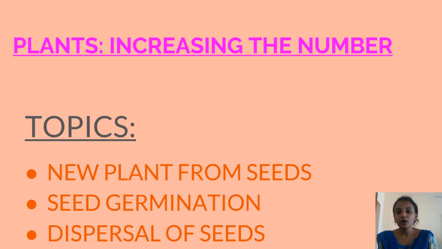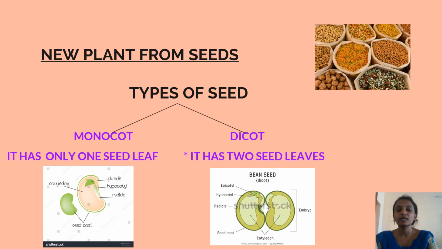Here in this slide we will learn about new plants from seeds. There are two different types of seeds which can grow into a new plant. What are the two different types of seeds? Monocot seed and dicot seed.